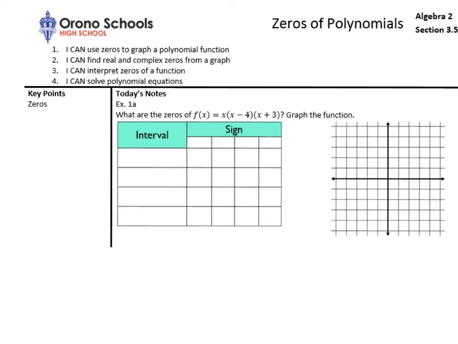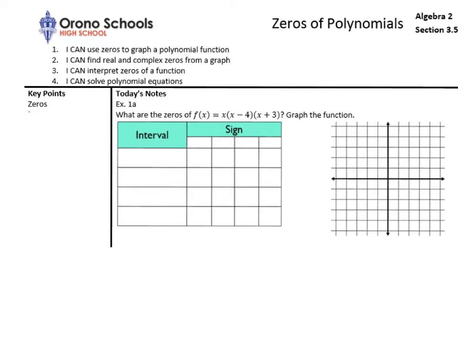Lesson 3.5, Zeros of Polynomials. In this lesson, we'll look at zeros and graphing all these crazy kinds of polynomial functions we've been working with. We'll find real and complex zeros. We'll interpret zeros of a function, and we'll solve polynomial equations.